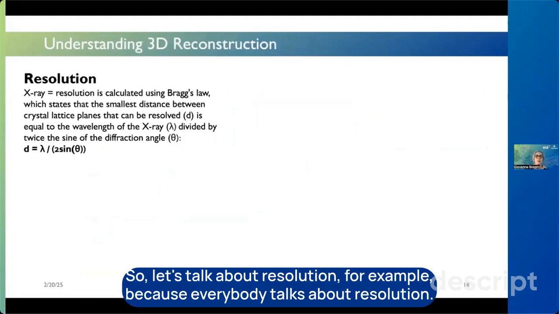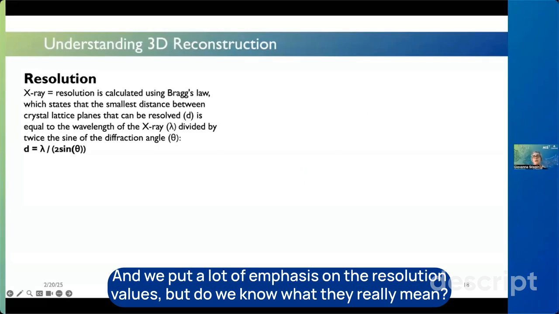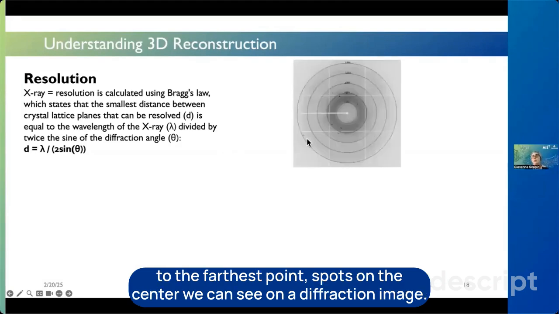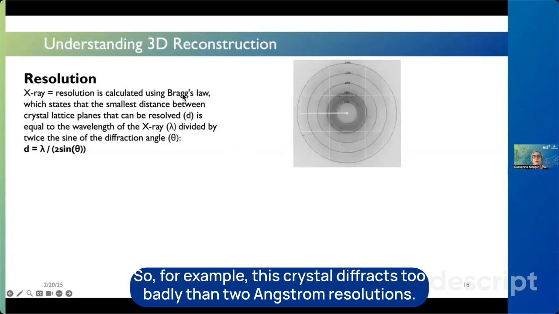So let's talk about resolution, for example, because everybody talks about resolution. And we put a lot of emphasis on the resolution values. But do we know what they really mean? In X-rays, the resolution d is a mathematical definition and corresponds to the farthest spot from the center we can see on a diffraction image. So, for example, this crystal diffracts to better than 2 angstrom resolution.